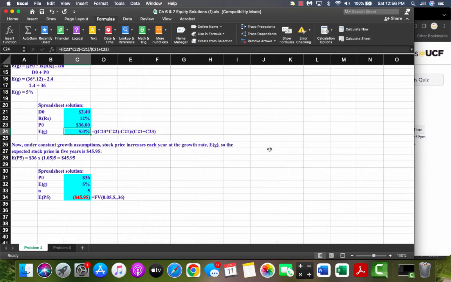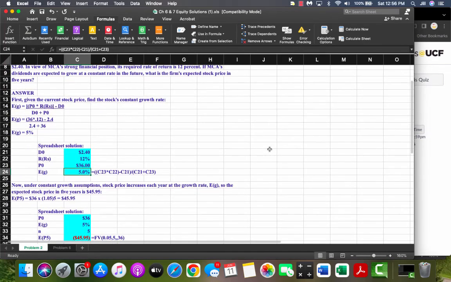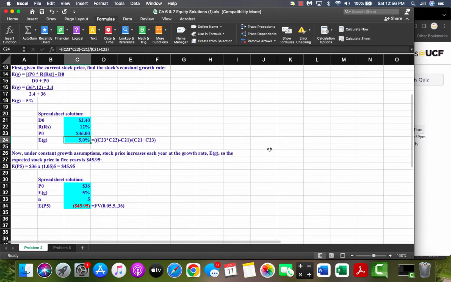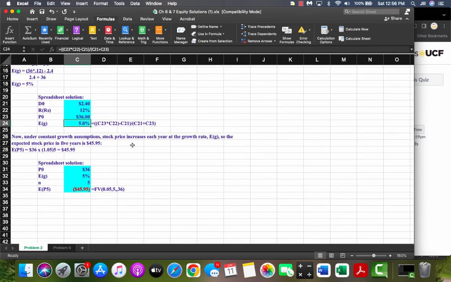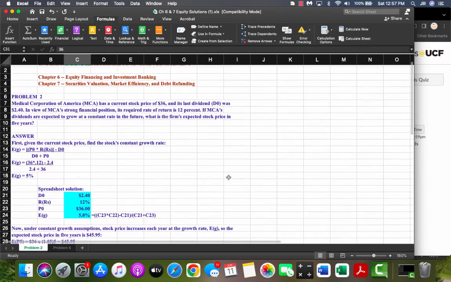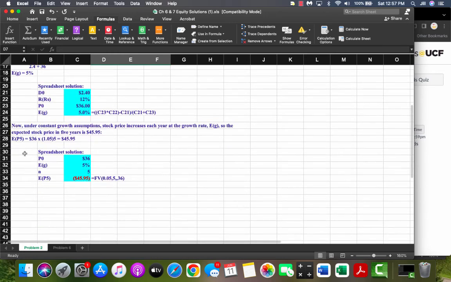Now we have our constant growth rate. And so under those assumptions, stock prices increase each year at that growth rate. So EG is going to be our constant growth rate. We have our current stock price of $36. So we'll plug that in as P0.